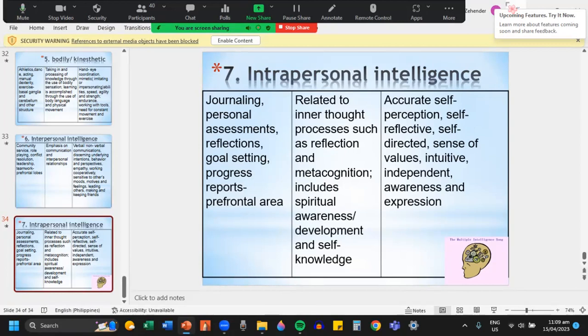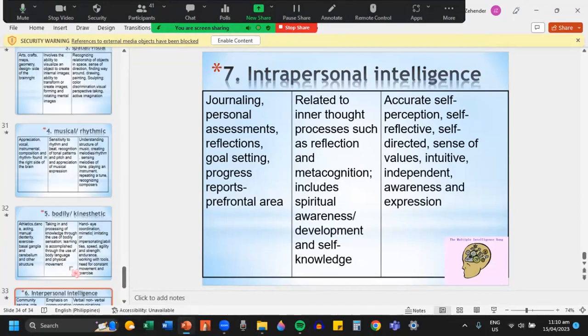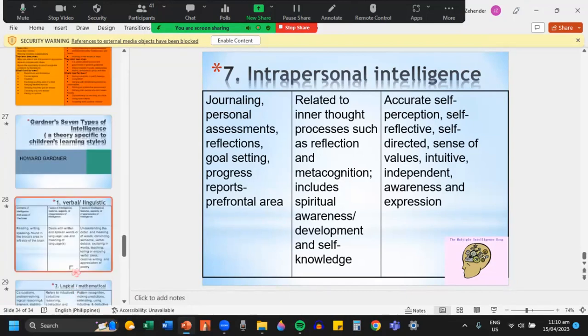Okay, so here are the aspects wherein people with intrapersonal intelligence are good at. They have accurate self-perception, are self-reflective, have a self-directed sense of values, and are intuitive, independent, and aware of expression. Okay, so those are your seven types of intelligence.